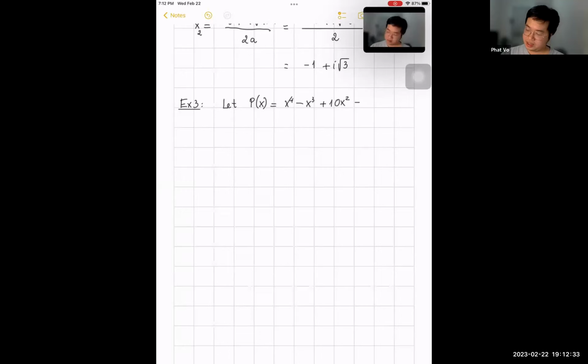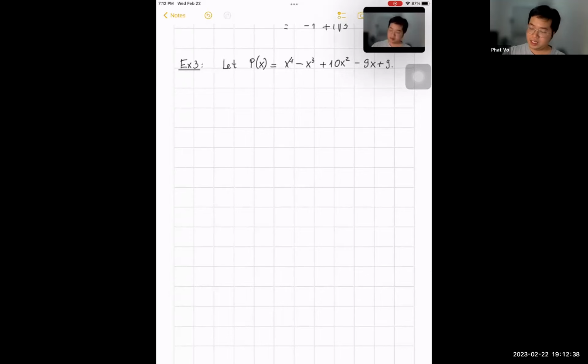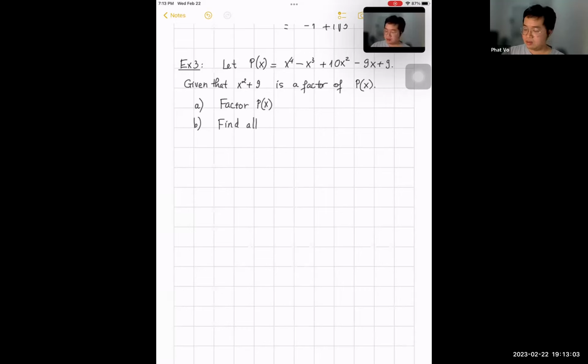X squared minus 9x plus 9. Okay, so given that x squared plus 9 is a factor of P(x), we have two questions. The first one: factor P(x). The second one is find the zeros of this polynomial.